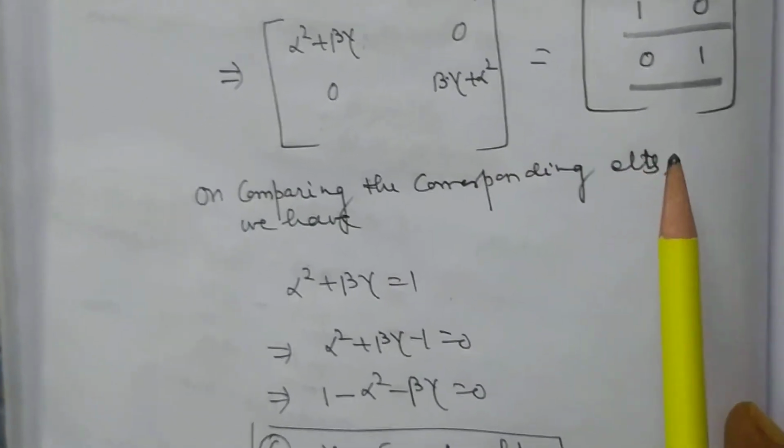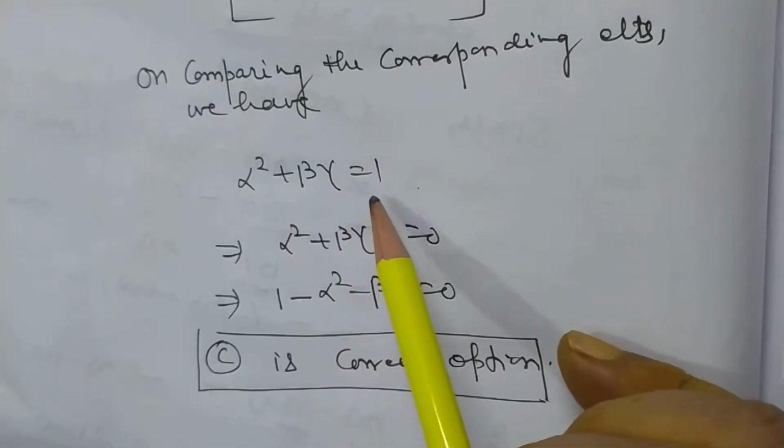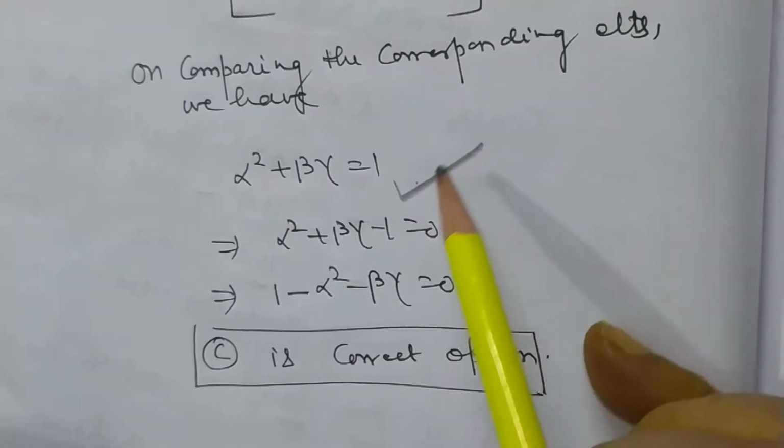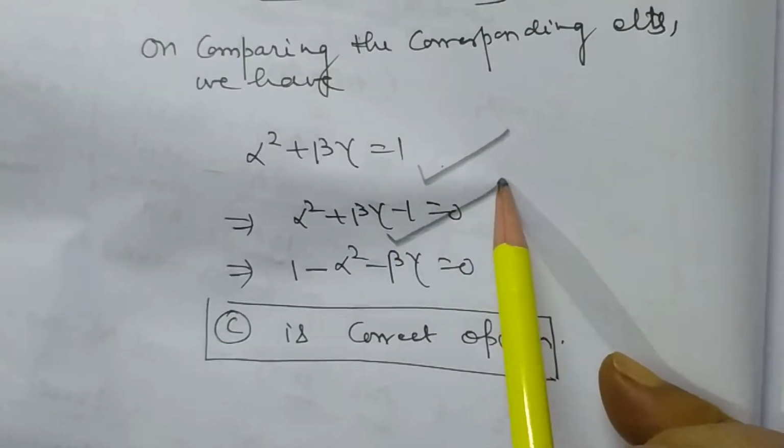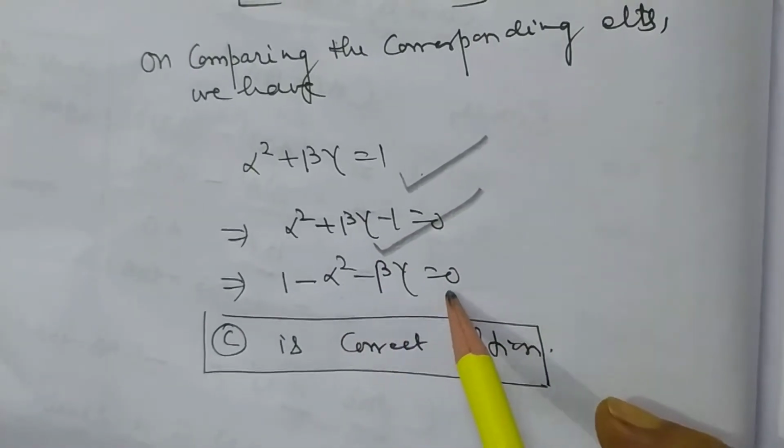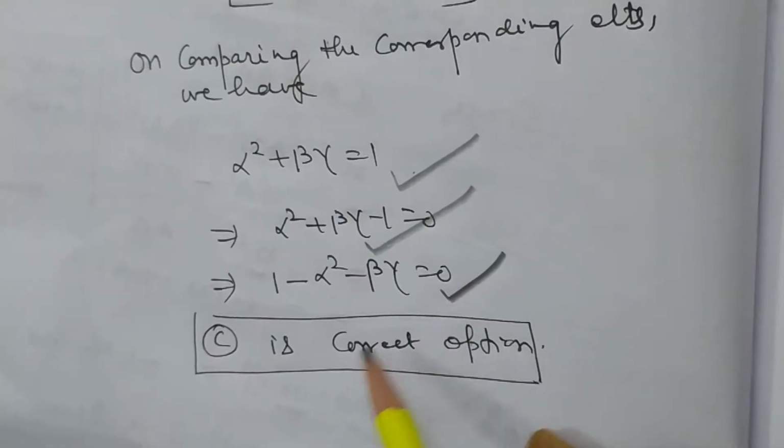On comparing the corresponding elements, we have alpha square plus beta gamma is equal to 1. Alpha square plus beta gamma minus 1, 1 minus alpha square minus beta gamma is equal to 0. So C is correct option.